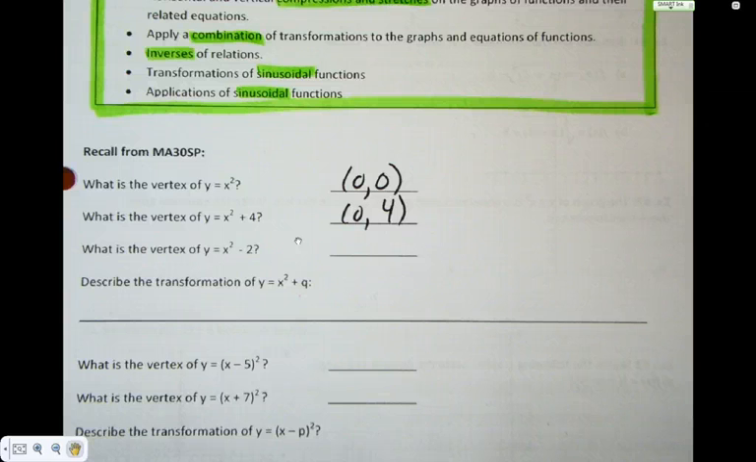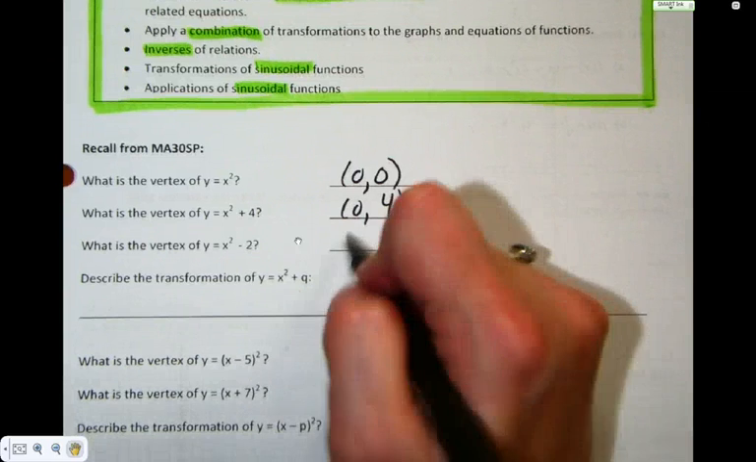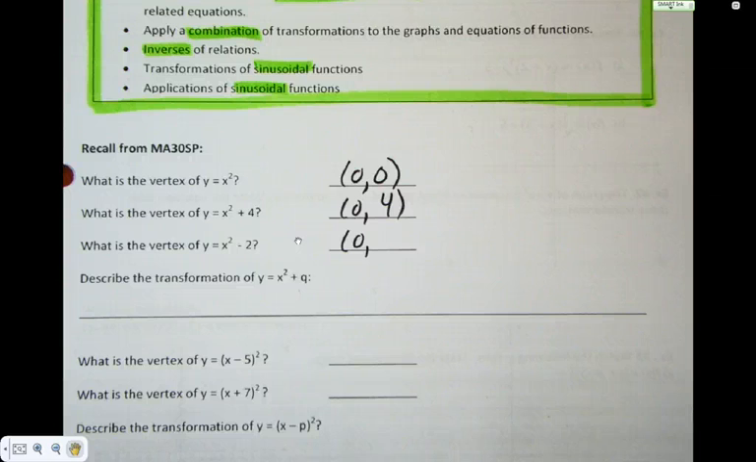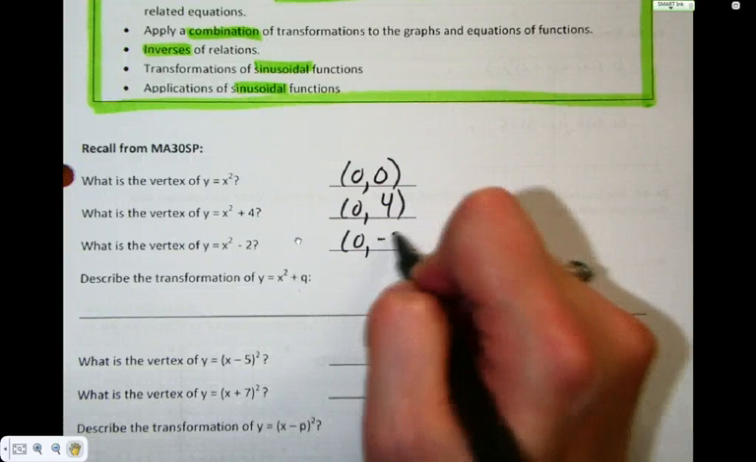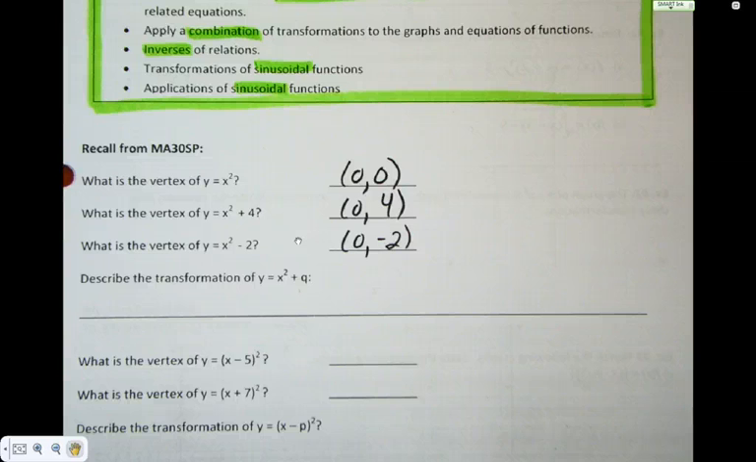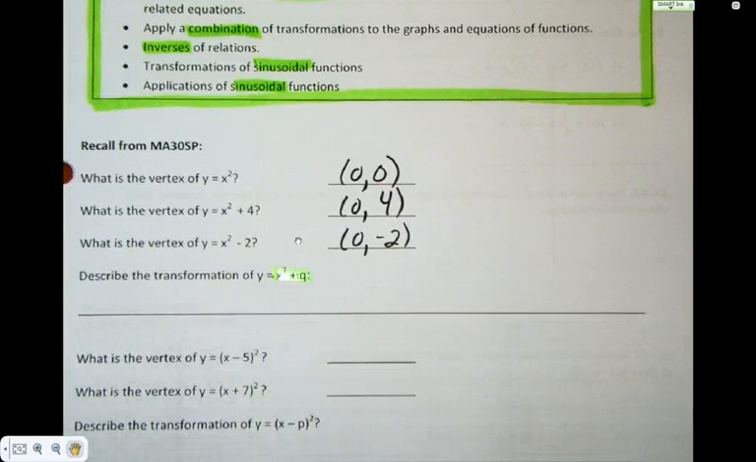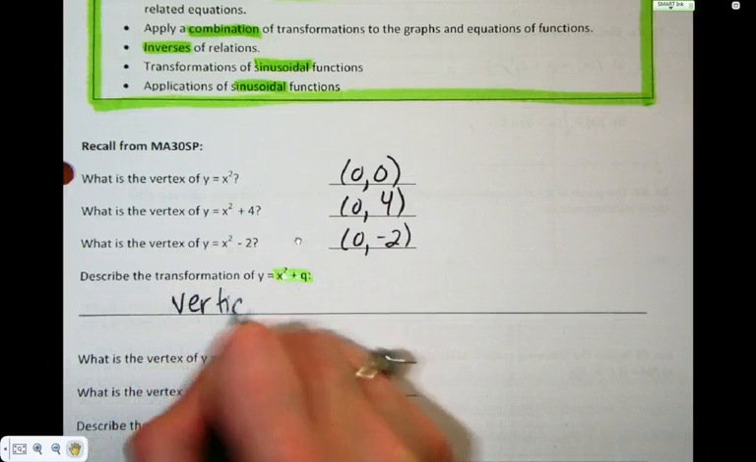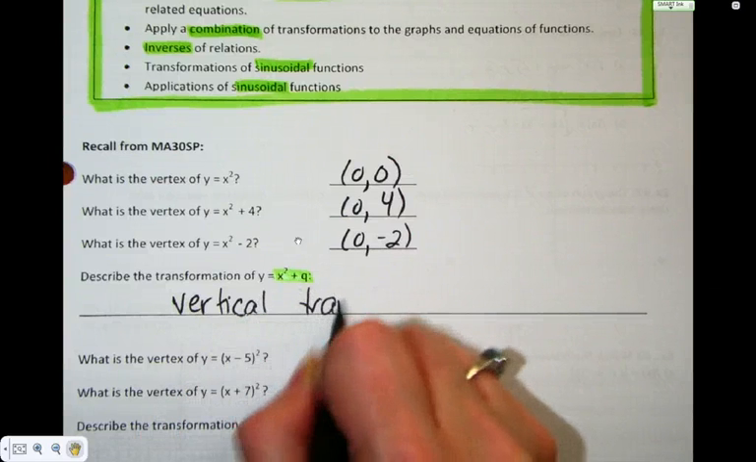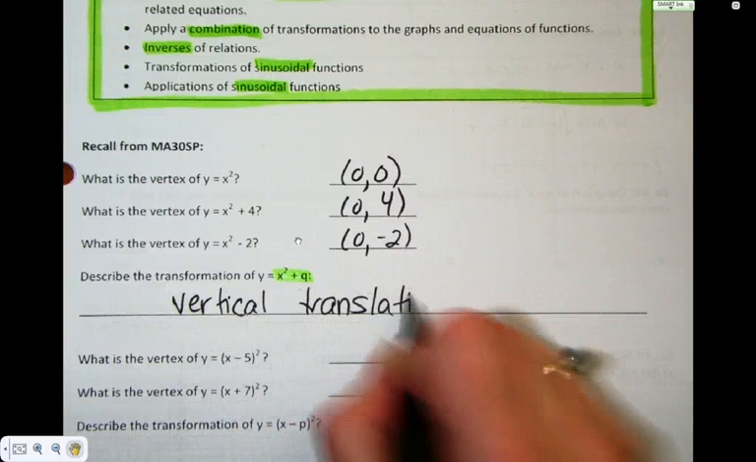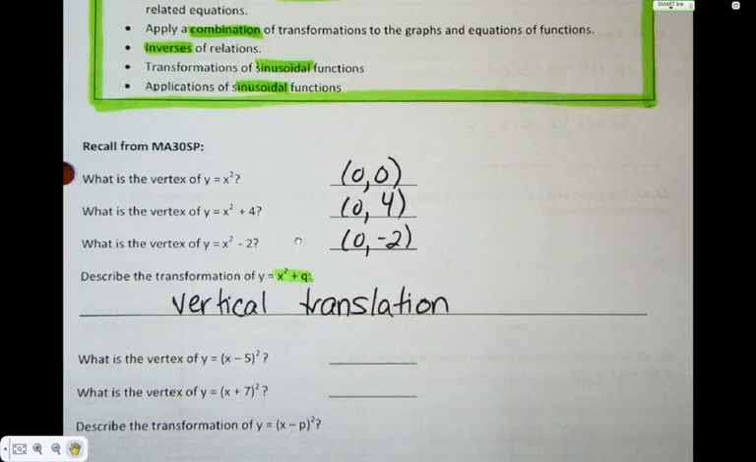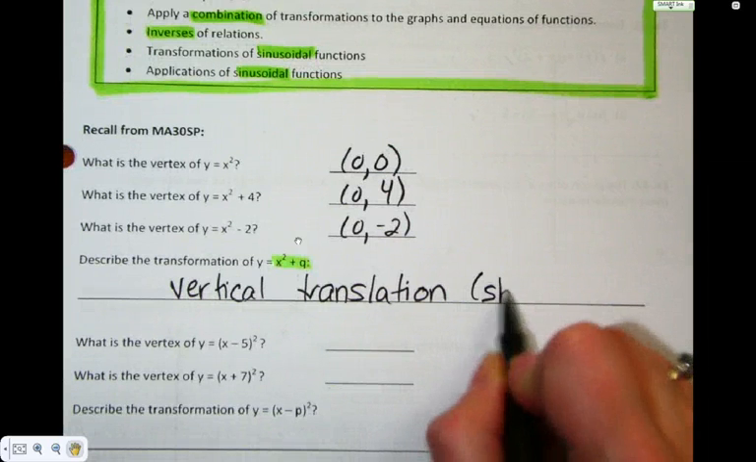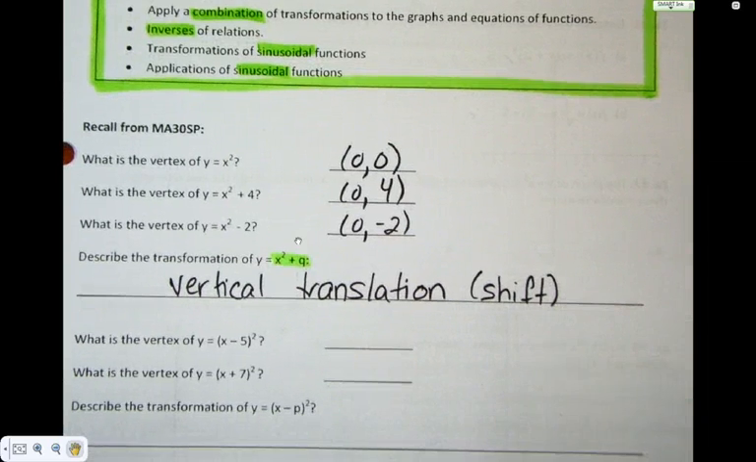And then we got crazy. We're like, let's subtract a number. And we figured out the x value doesn't change, but what happens to the y value? Goes down too. So we didn't talk about it last semester in these terms, but anytime you add or subtract a number on the end, it's called a vertical translation. A synonym for translation is a shift. So all we're doing is just moving this parabola up and down.